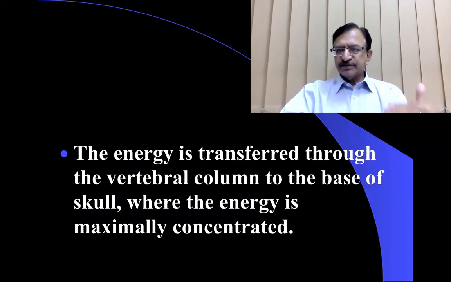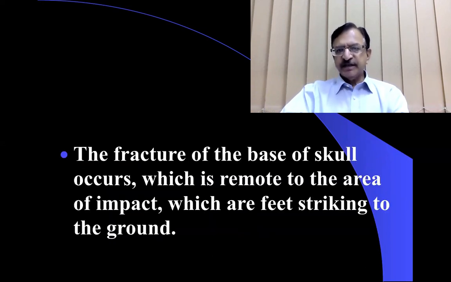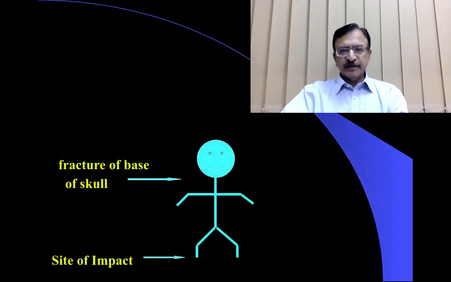The energy is transferred through the vertebral column to the base of the skull, where the energy is maximally concentrated. And the fracture of the base of the skull will occur, which is a remote area from the impact area. The feet are the impact area, which are striking the ground, but the damage is occurring at the base of the skull. This is a diagrammatic representation.